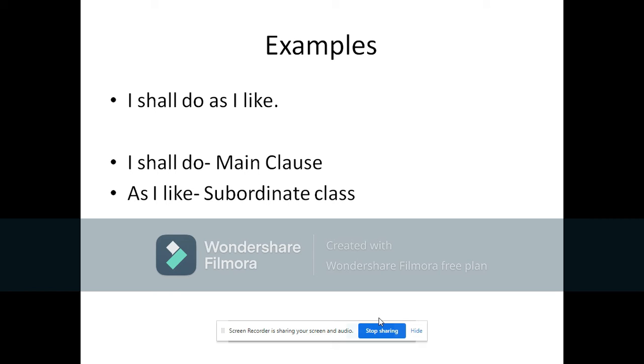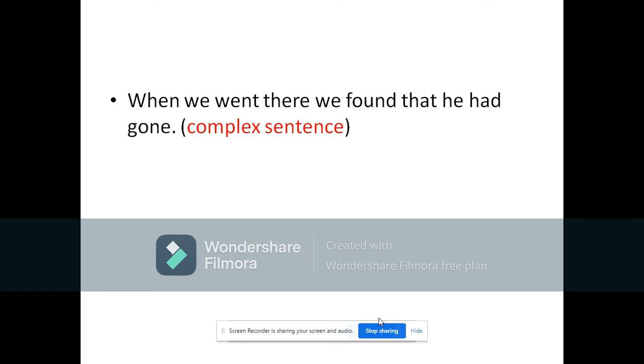So this is a complex sentence. This is an example for complex sentence. It consists of one main clause and one subordinate clause. When we went there, we found that he had gone. This is a complex sentence.